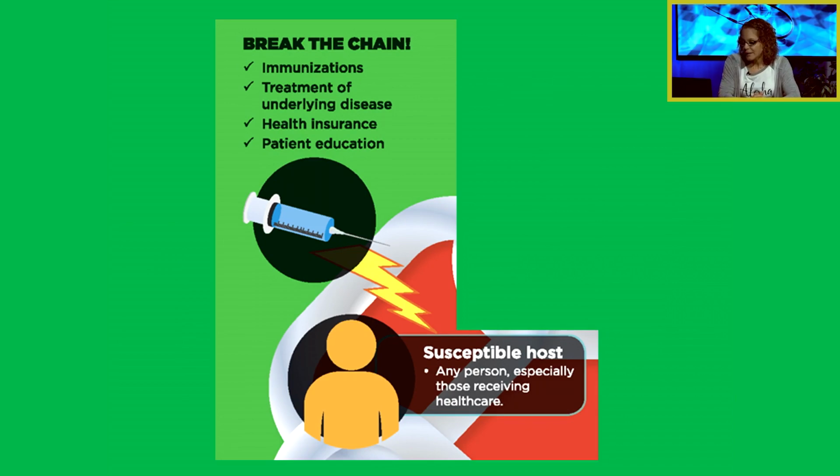So breaking the chain for the susceptible host would be examples of things like making sure our patients have their immunizations, making sure our patient is immunized against influenza, against COVID, treating underlying diseases that can put patients at a higher risk, providing patient education, right? So teaching a susceptible host, which is what we said, any person, especially those receiving health care, to wash their hands and do things to help protect themselves as well.